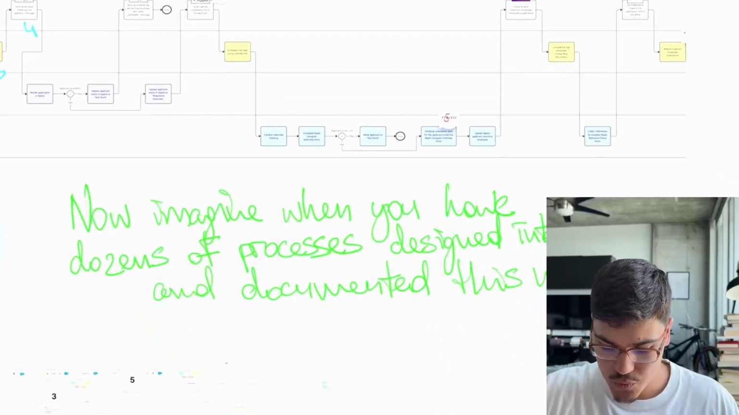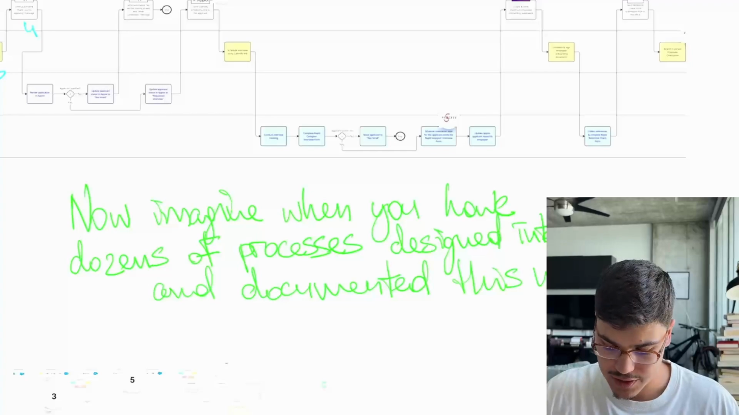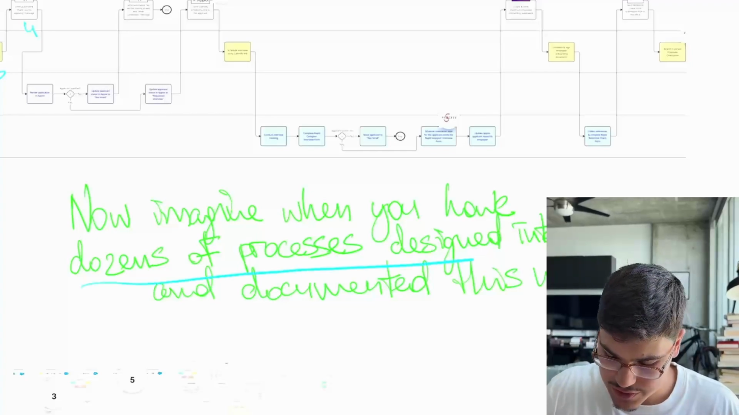So now imagine you are taking one process at a time, and you go process by process by process. When you have dozens of your processes designed intentionally and documented this way, it could look something like this. This is just an example, and you might not see it very well because I blurred some of it. But this is an actual real example of a project that I worked on and am working on right now. You can see that there are a bunch of different processes that we mapped out this way, and that we designed different components of the system this way.